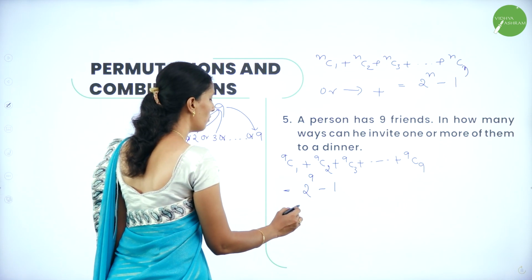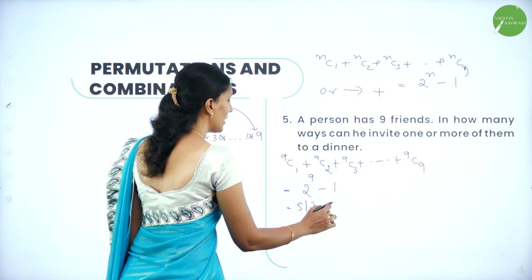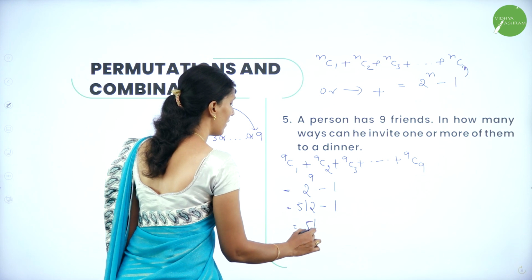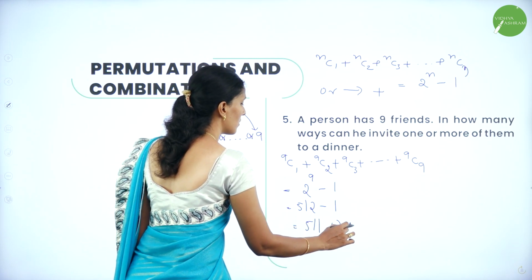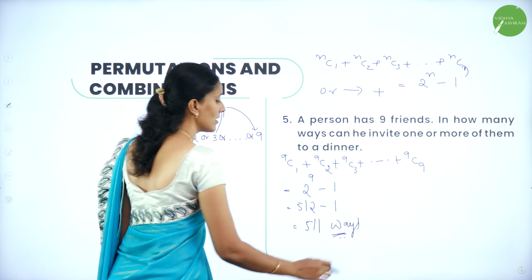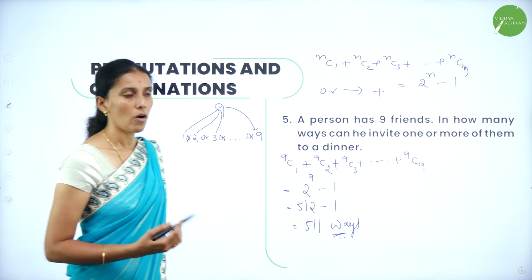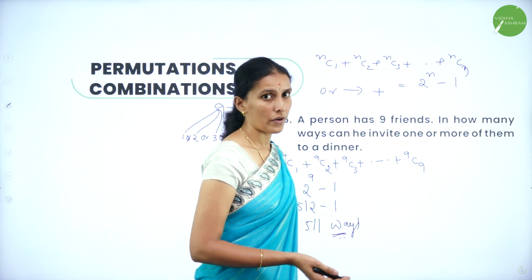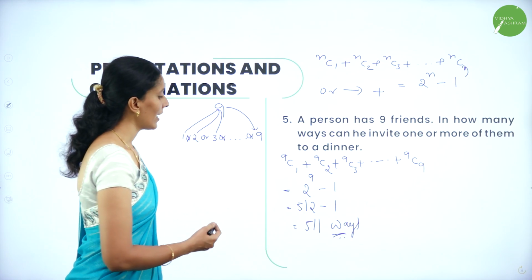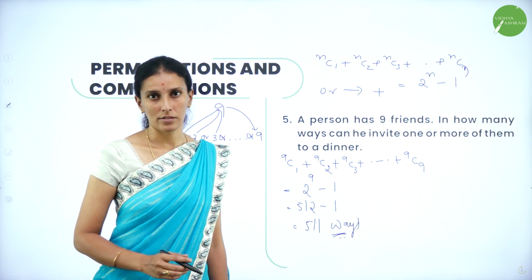It is equal to 512 minus 1. Therefore, 511 ways. He can choose his friends by choosing 1 or 2 or 3 or all of his friends to invite for the dinner in 511 ways.